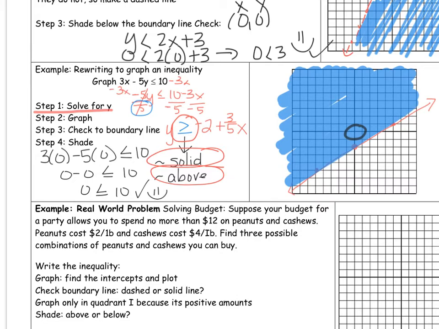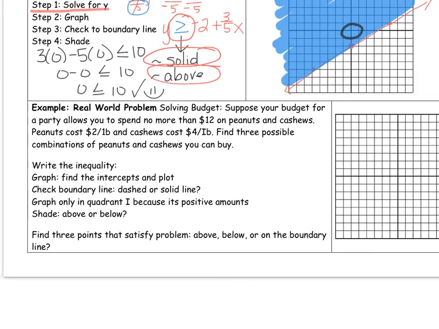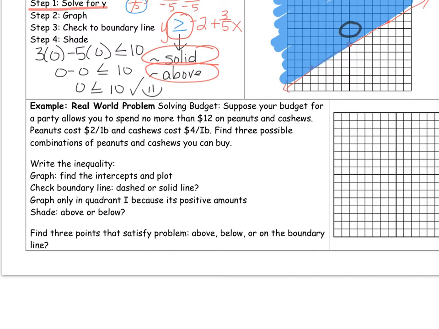So now we're going to take a look at a real world problem, solving on a budget. Suppose you budget for a party that allows you to spend no more than $12 on peanuts and cashews. Peanuts cost $2 a pound and cashews cost $4 a pound. Find 3 possible combinations of peanuts and cashews that you can buy.